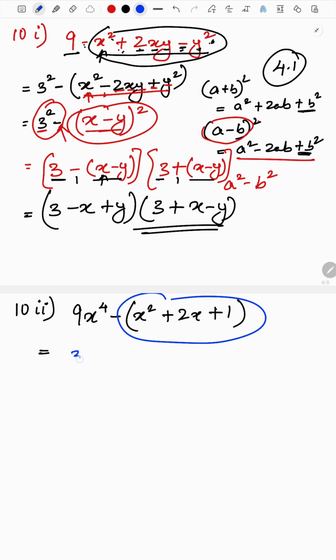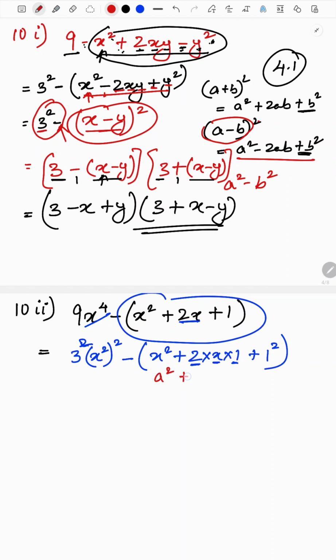So I can write this as 3 square x square whole square. X to the power 4 I am rewriting in this way to make a perfect square, minus x square plus 2 into x into 1 plus 1 square. So 2 into x into 1, just to make this same as a square plus 2ab plus b square. This is a plus b whole square.